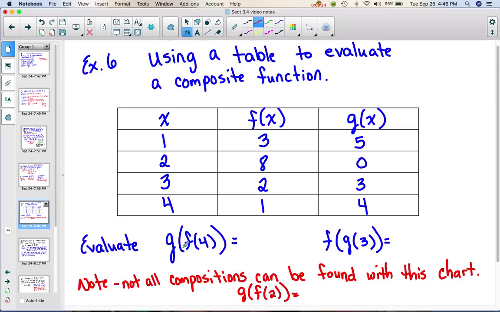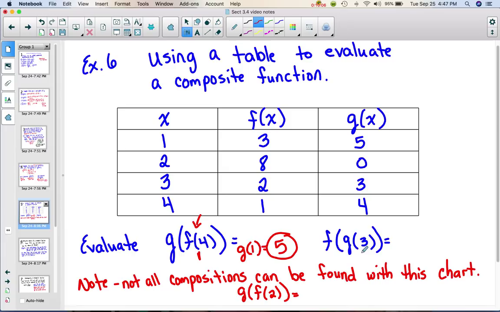So if I'm asked to evaluate g of f of 4, I'm going to start with the inside function, and I'm going to figure out, well, what is f of 4? So I have to find, the 4 is the x. So I look and see, okay, x is 4. And I want to know what is f of 4. So I'm going to look in this column that tells me the f of x values. So I see f of 4 equals 1. So I'm just going to put a 1 right here, because that's what f of 4 equals. So now I have to evaluate g of 1. So then I find out when x is 1, and I look over and I see that g of x, or g of 1, is 5. So that would be my answer for that problem.